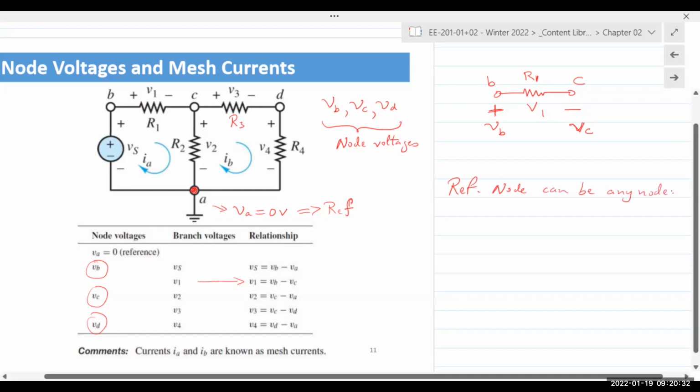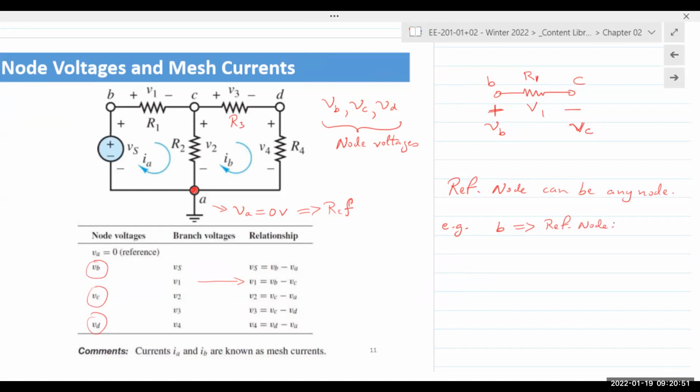Reference node can be any node in the circuit. So for example, if I wish to, I could say B is my reference node. Now that reference node is the negative end of my measurement for all other nodes in the circuit.